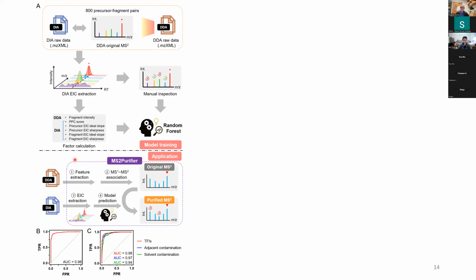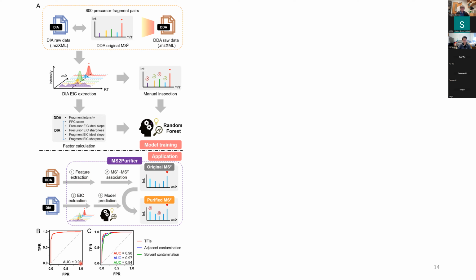So this is an integrated algorithm where all users need to do is input the DDA data together with the DIA data. Then we will automate the process of the feature extraction, MS1, MS2 association, and then do the EIC extraction and the model prediction. So finally, we will be able to automatically purify the original MSMS into the purified MSMS.